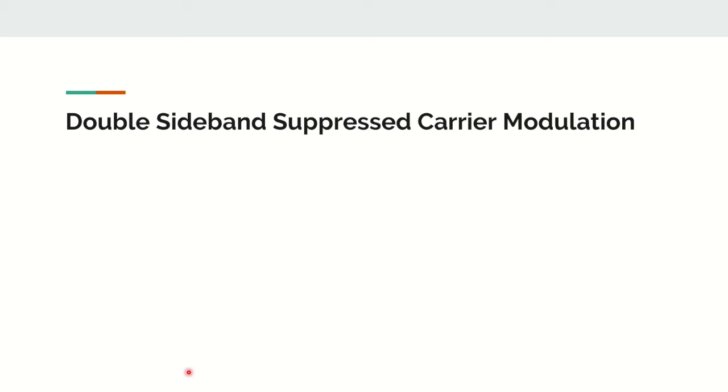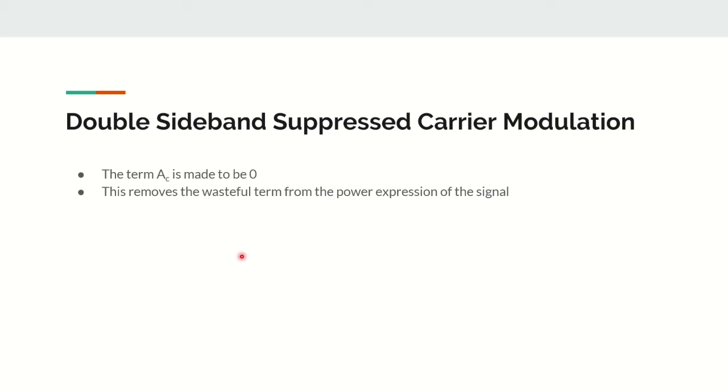So the first thing we're going to go over is our double sideband suppressed carrier modulation. This is basically when we get rid of our carrier amplitude. So our carrier amplitude AC is going to be 0. This removes the wasteful term from the power expression of the signal. However, there are some drawbacks. This does not work with the envelope detector when we are demodulating our circuit. So it does complicate our demodulation process.